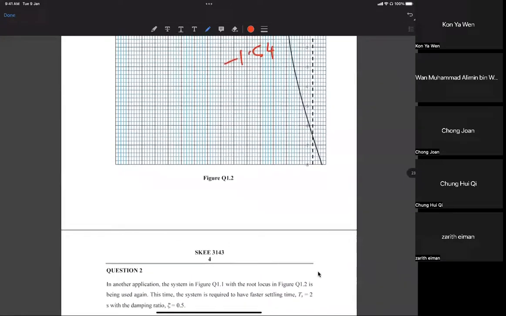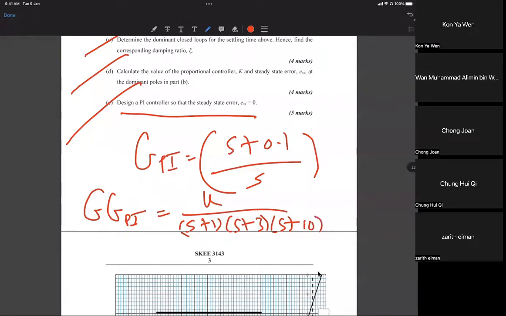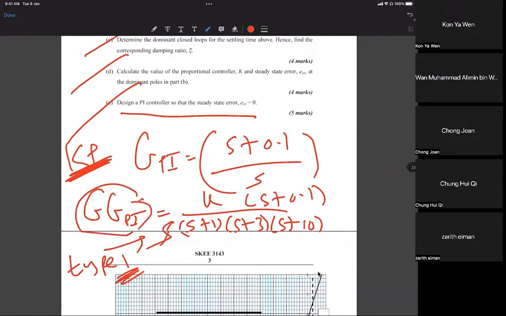After we designed the PI controller, the type of the system is still 0, am I right? No, the type of the system now, if you combine S plus 1, S plus 3, S plus 10, then you add this one, S plus 0.1, then S, so it's type 1 already. But now if I calculate the error, should I multiply by S to find KV? To find KP, find KP using this one.